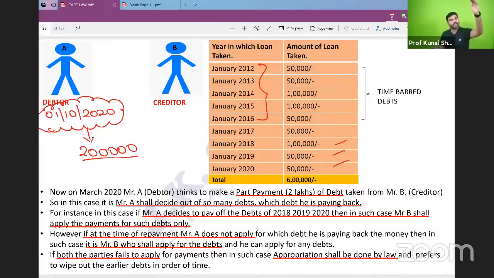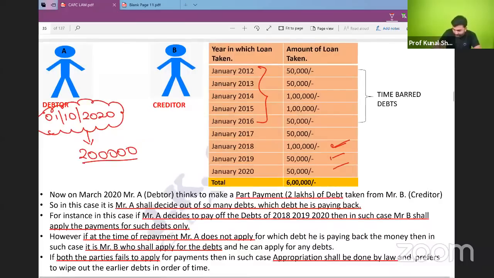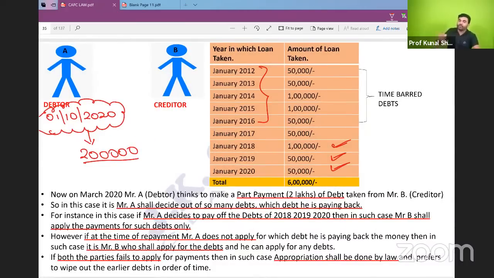So loans taken from 2012 to 2016 are nothing but time barred debts. So the debtor said, okay, I'm repaying you the loan taken for 18, 19 and 20. So the creditor will have to give effect only to those loans. But if on 1st January, the debtor just handed over 2 lakh rupees into the hands of the creditor, but he did not apply it, then the application will be done by the creditor. The creditor can apply anywhere he wants to apply.